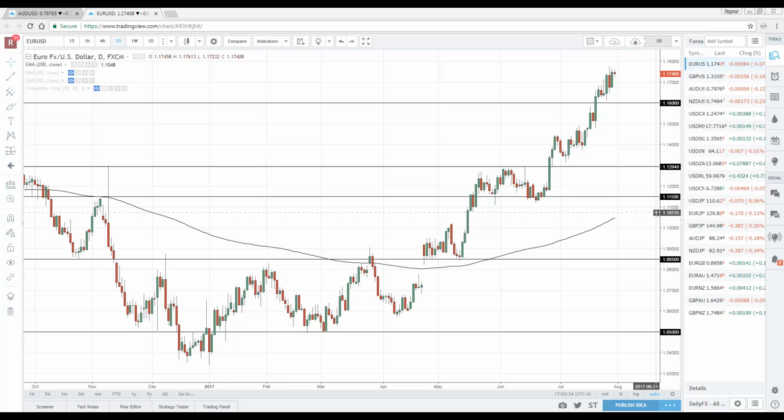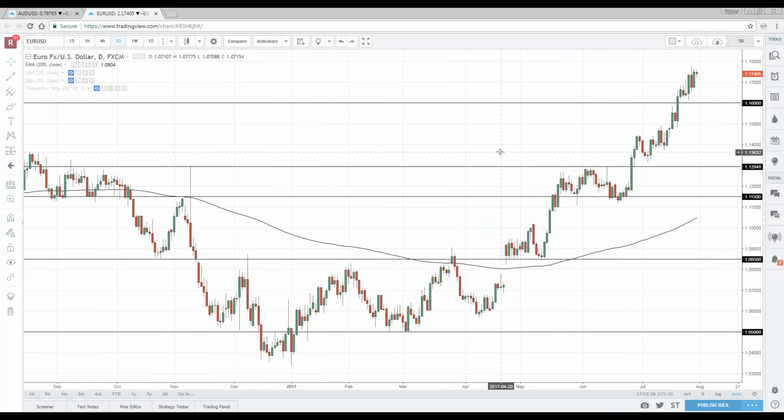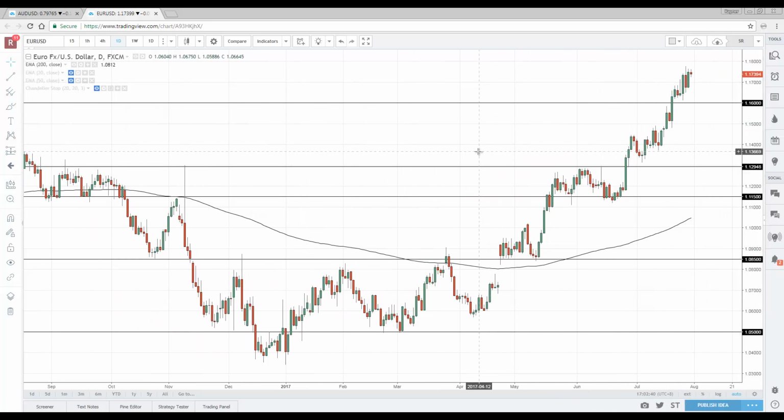Okay, so the first market that I'm looking at is Euro Dollar. So let me hide this, a little bit distracting. So Euro Dollar, to me at this point in time, is showing signs of a major bottom, and let me explain why.